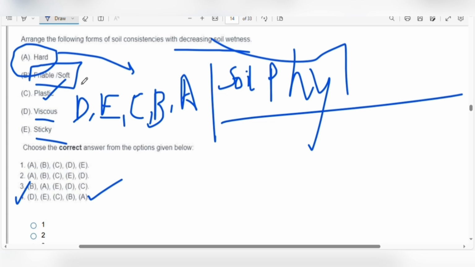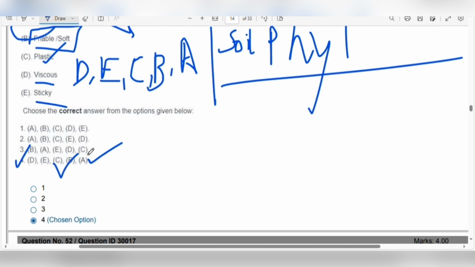There is no amount of water, and on further drying, the soil mass will not shrink anymore because there is no appreciable quantity of moisture in it, right? So the answer is option 4.